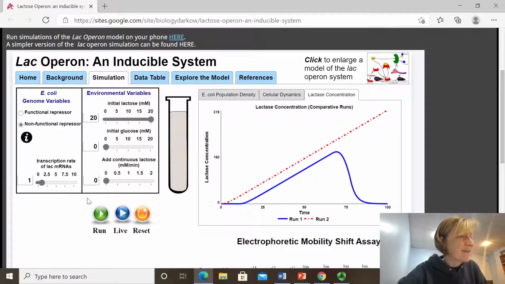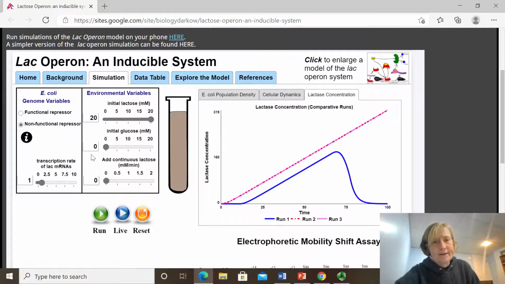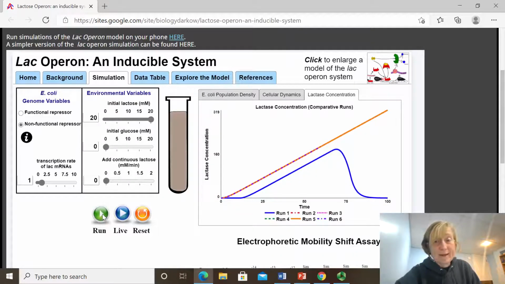When the repressor is not functional, does it continue to make beta-galactosidase? I'm going to say I bet it does, right? We just tried that. Let's run it again. Yeah. No matter what level of lactose we have, it's going to keep making beta-galactosidase. And you can see my runs are all on top of each other. It's not paying attention to the amount of lactose at all. It just keeps making it. And that's our question number 4. You can answer that one.